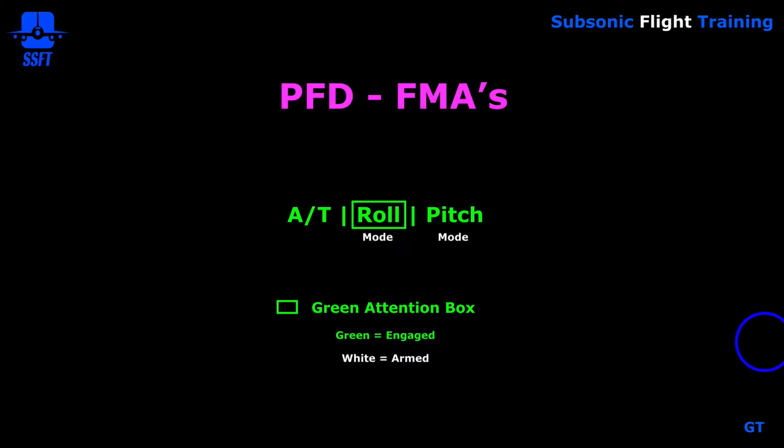Green would indicate that a mode is engaged. White would indicate a mode is armed. And a green attention box shows around a mode when it's a new mode. It's there for 10 seconds. It gives you a chance to see what it is. It calls your attention to it, and then the green box will disappear after 10 seconds. Again, auto throttle on the left, roll mode in the center, pitch mode on the right.